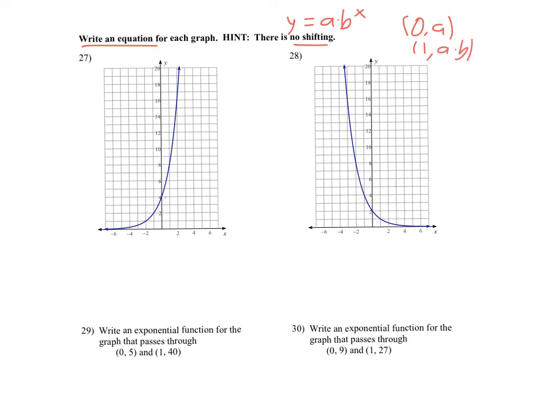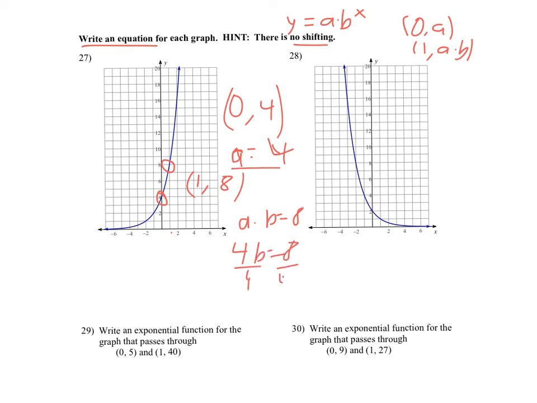If I look at this first point here, I see we have 0, comma 4. And so that tells me that a must be 4. And then if I look at my next point, I have 1, comma 8. So I know that a times b equals 8, but I already know that a is 4, so I can say 4b equals 8. I can divide the 4 over, and I see that b equals 2. And so I'm going to say this one is y equals 4 times 2 to the power of x.